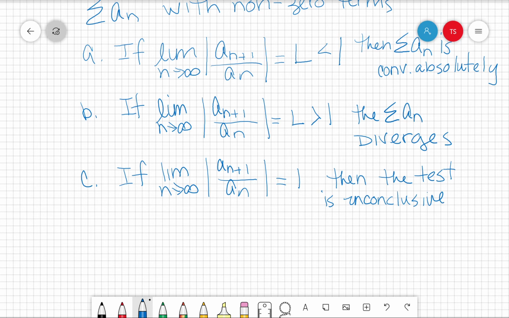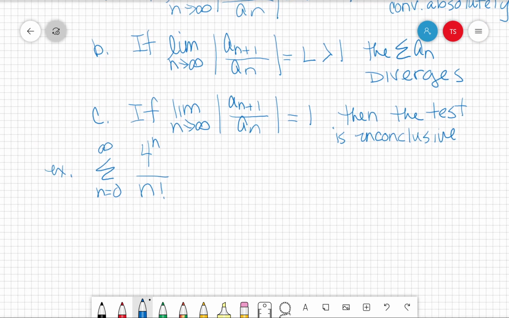So let's look at an example regarding the ratio test. So let's say we have the series from n equals 0 to infinity of 4 to the n over n factorial. So a series involving a factorial, the ratio test is going to be a good way to determine convergence.